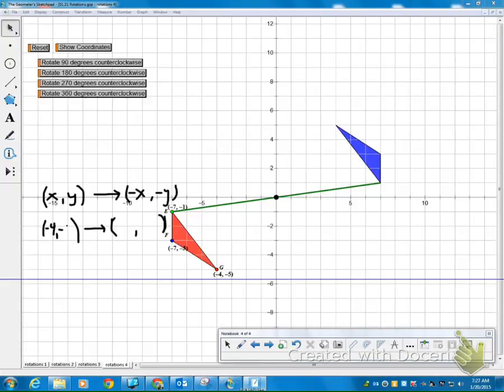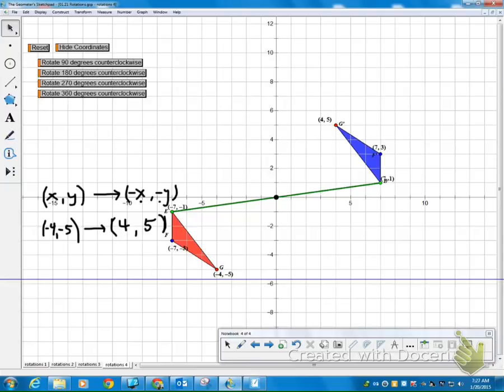Negative 4, negative 5. So according to our motion rule, I should have a positive 4, positive 5, because my x and y stay in the same place. The only difference is that they're going to change their sign. So let's take a look at our coordinates for G and see what happens. I went from negative 4, negative 5 to positive 4, positive 5, and there's our motion rule.